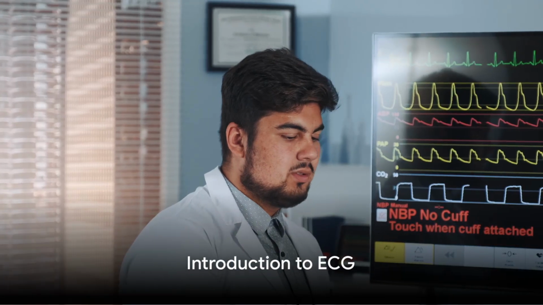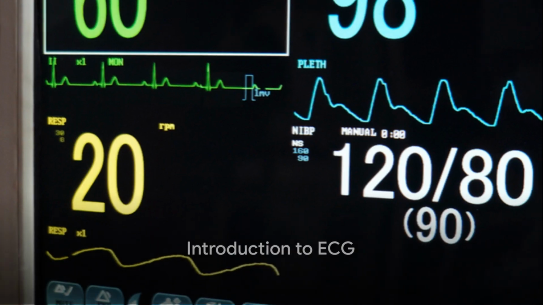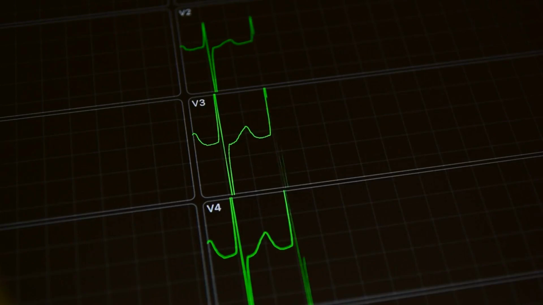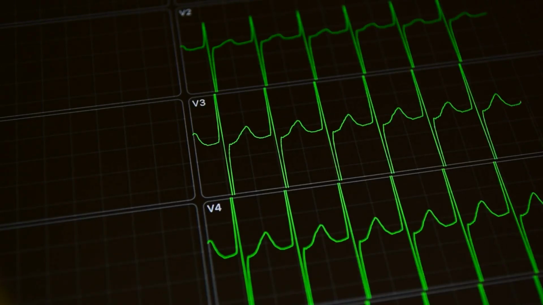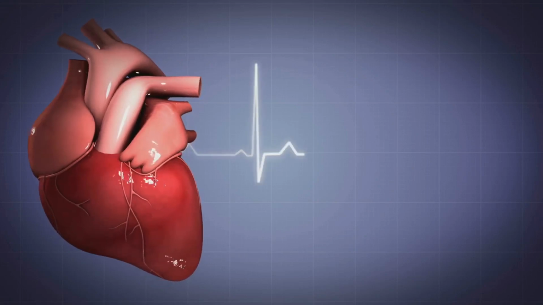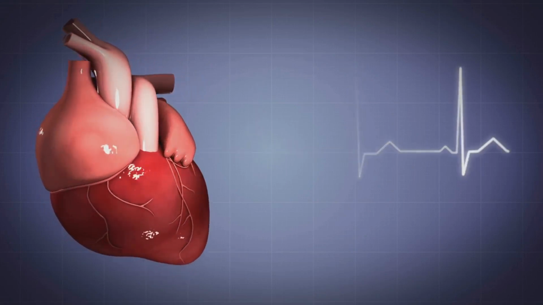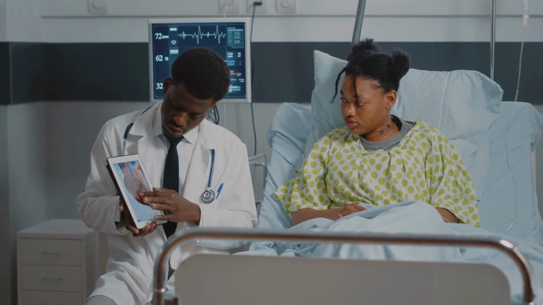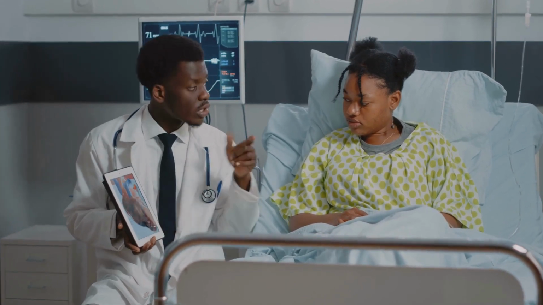Have you ever wondered how to interpret an ECG? The electrocardiogram, commonly known as ECG, is a crucial tool in modern medicine. It tells us the story of the heart, its rhythm, its pace, and any potential abnormalities. In the world of healthcare, understanding this narrative is paramount.